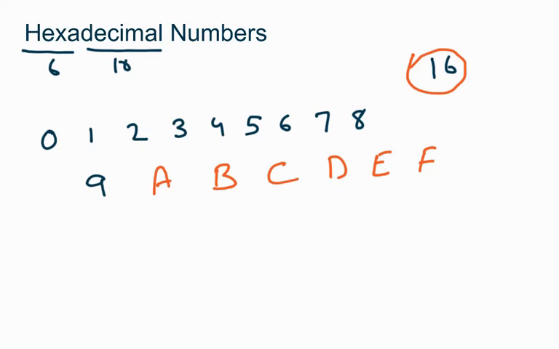A hexadecimal number will look something like this: A, 2A, B, C, with this base of 16, and you will recognize that this is a hexadecimal number. They have several applications which we will be discussing in the further lectures.